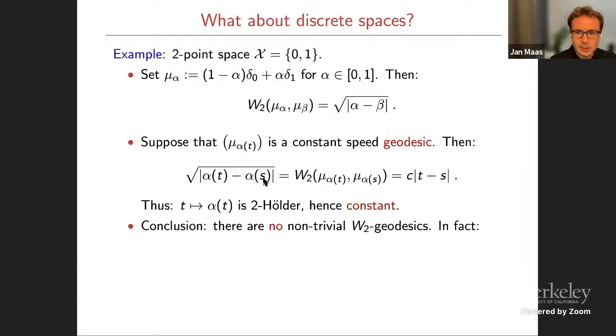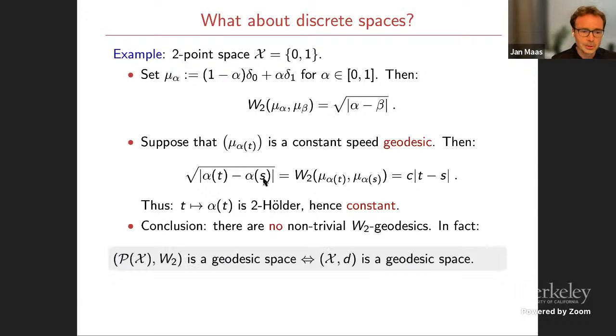And that's not a coincidence, because you can actually show that the Wasserstein space of probability measures, with respect to this Wasserstein 2 metric, is a geodesic space if and only if the underlying space is geodesic. So a geodesic space is a space in which you can connect every pair of points by a constant speed geodesic.